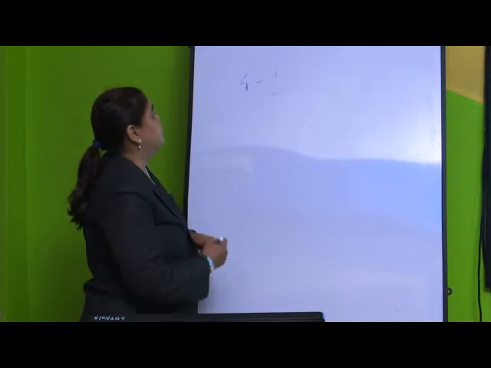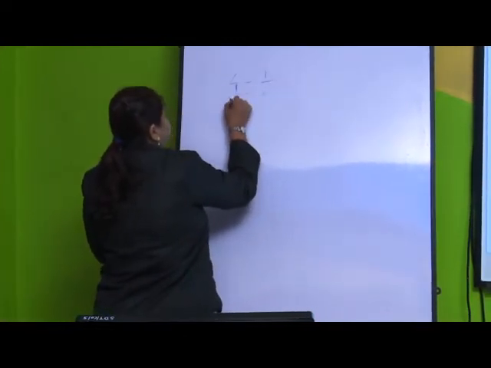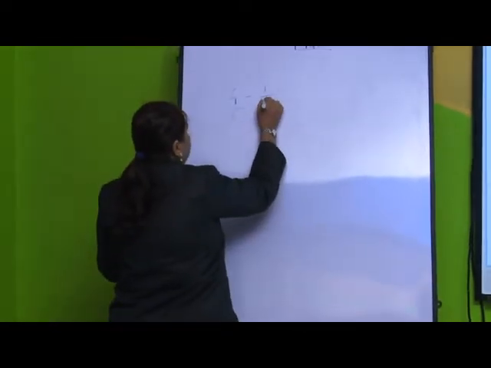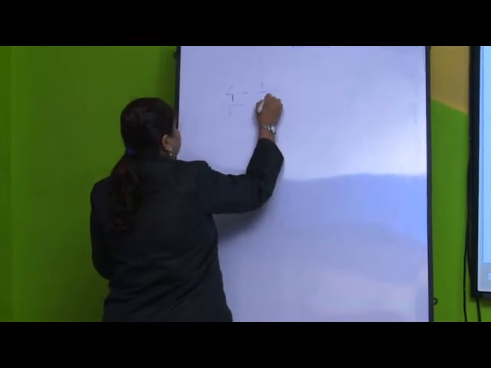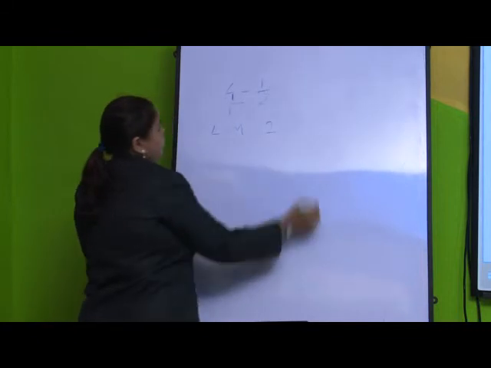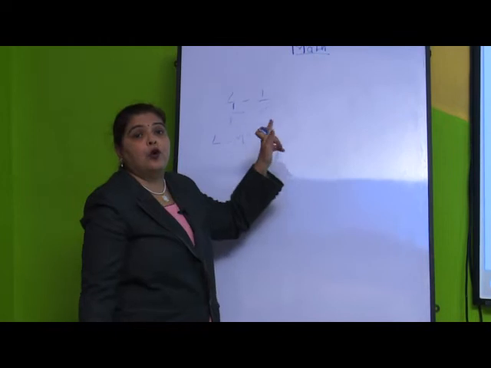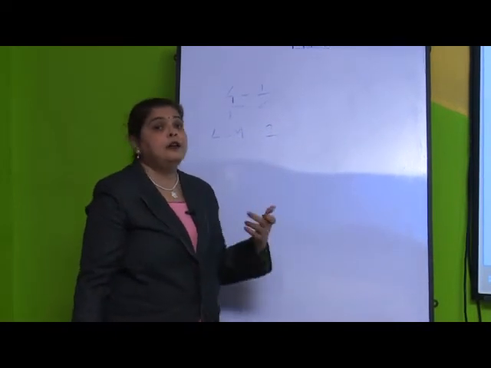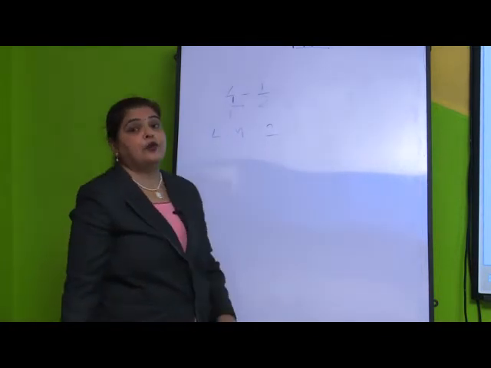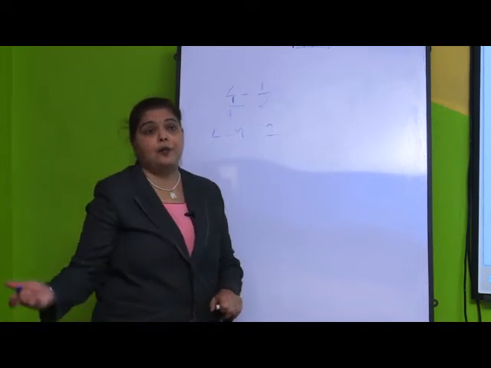So what will be here? I have 1 upon 2. Here nothing is there, so I have to write 1. I told you it is a prime number, so you can go directly with LCM. Your LCM will be, yes, you are right, your LCM will be 2. Now you have to make both the denominators the same. So what will we do? You will multiply the first fraction with 2 to get the same denominator.